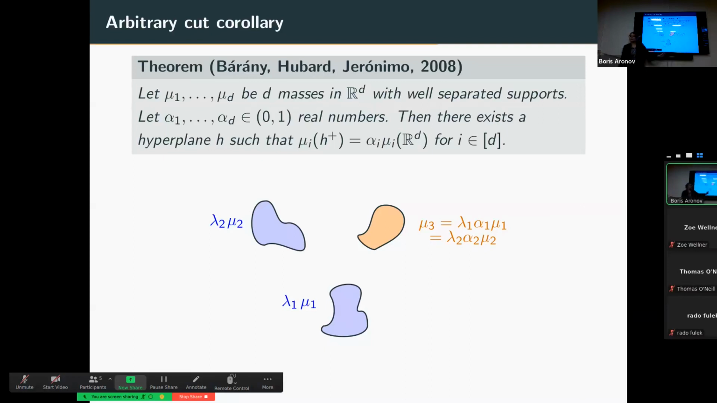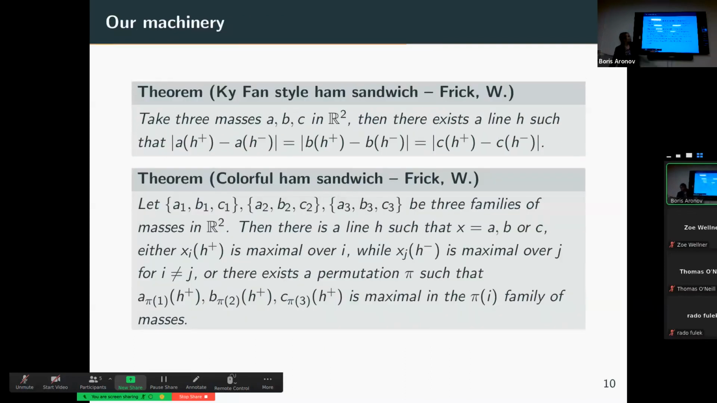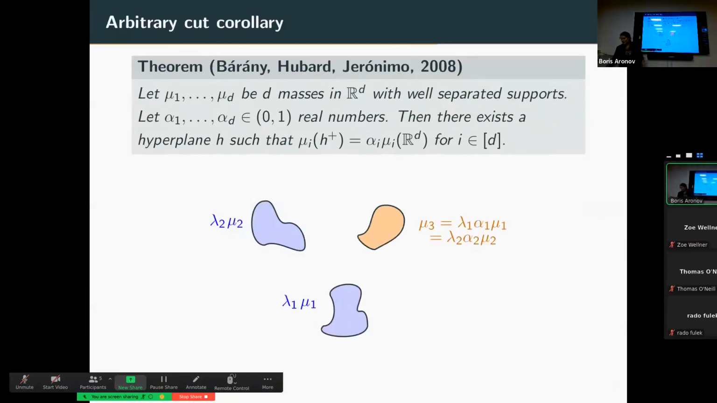No hyperplane can go through all three masses in R2. So that means that in order for this difference to be satisfied, one mass has to be entirely to one side of the hyperplane. And so it tells you that you're cutting off exactly the amount you want from each of your other masses. So that's a fairly nice corollary.